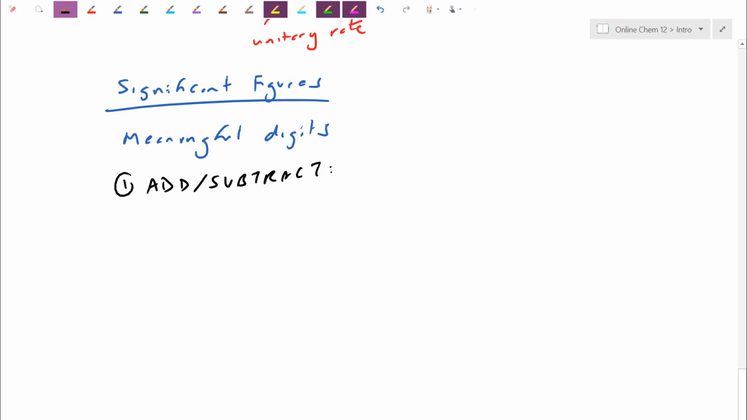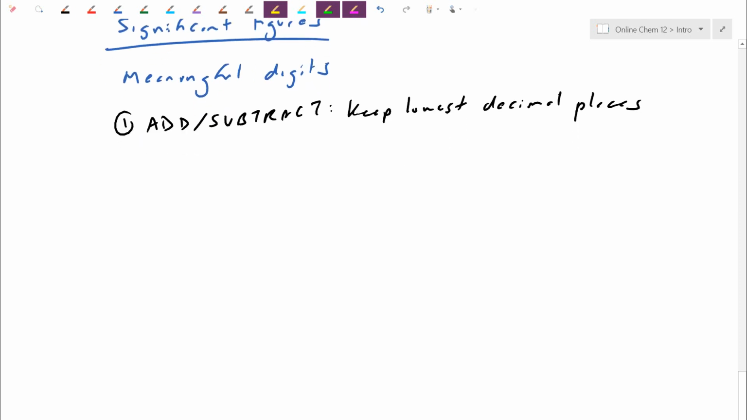Right. This one here, we kept it very simple for us here. We just said keep the lowest decimal places. So for example, if I take a number 6.7 plus 8.90, right? So if these ones here are measurements, I'll say both of these are, let's say, centimeters here.